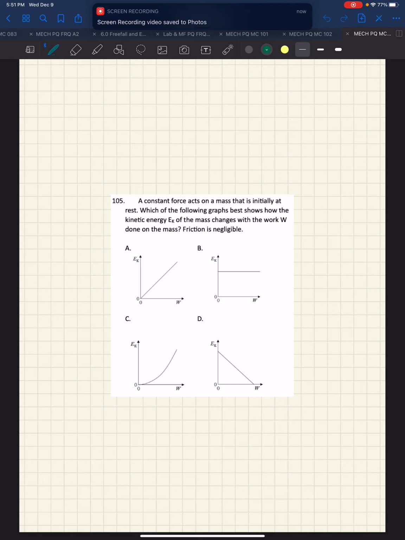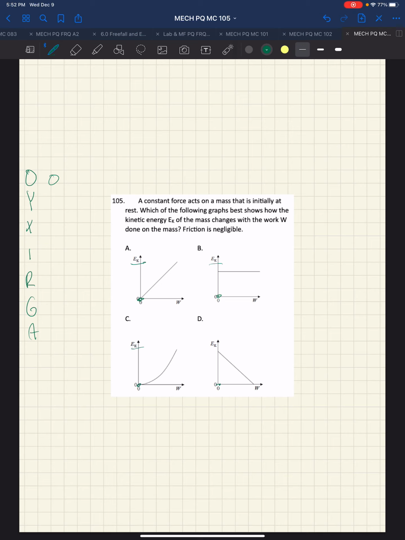So for this question, we have graphs. So let's do our due diligence. Origins, all 0, 0. Good. Y-axis, kinetic, kinetic, kinetic, kinetic. So they're all kinetic energy.